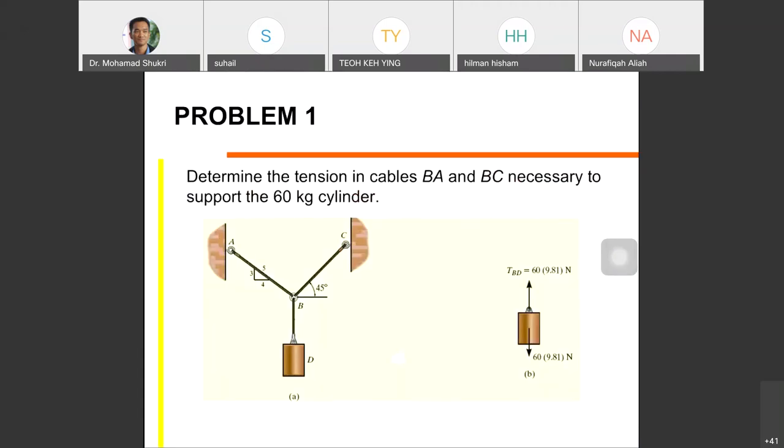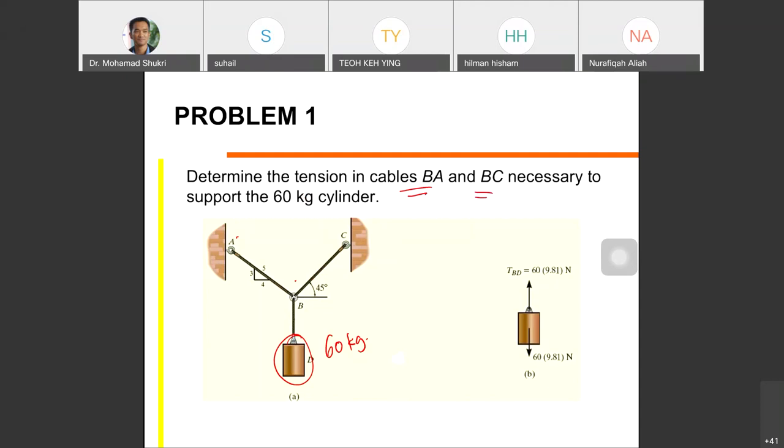All right. So problem number one. Determine the tension in cables BA and BC to support the 60 kilogram cylinder. So you have this cylinder, 60 kilogram. What is the tension in cables BA and BC? So this is BA, and this is BC. So what is the tension, or the forces, in the cable?